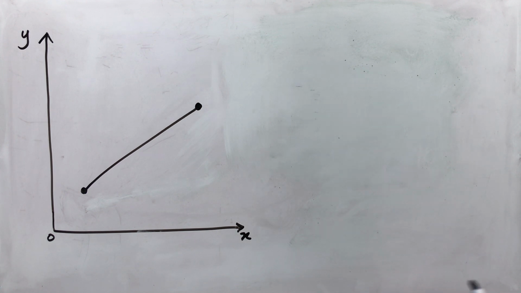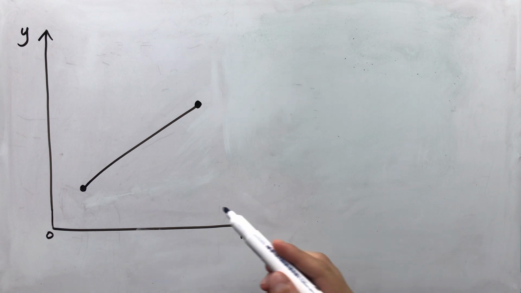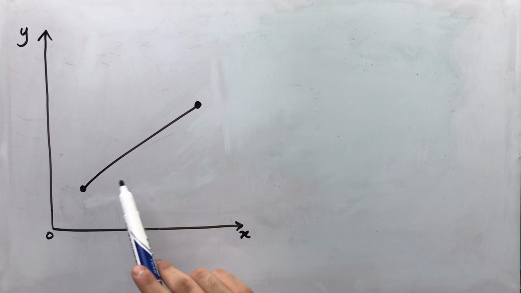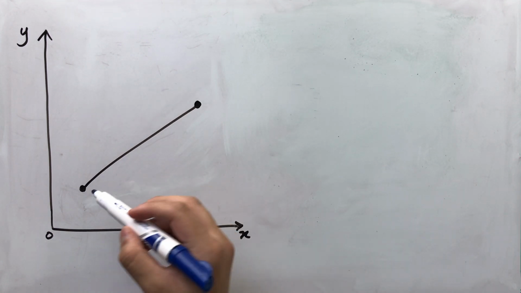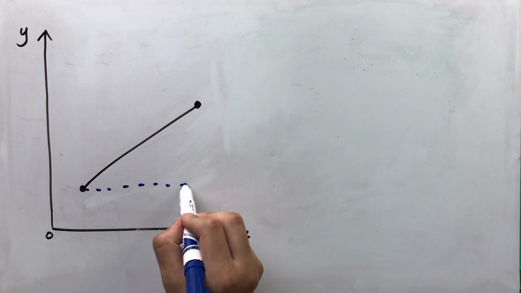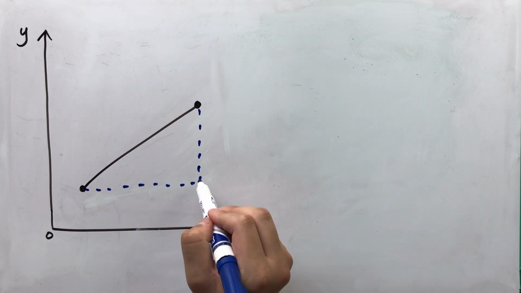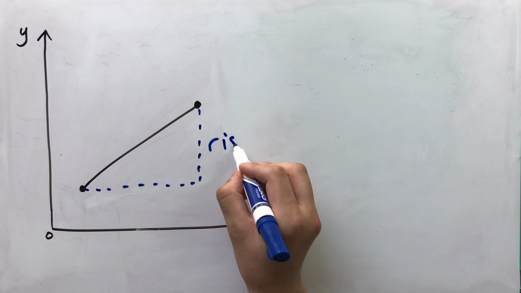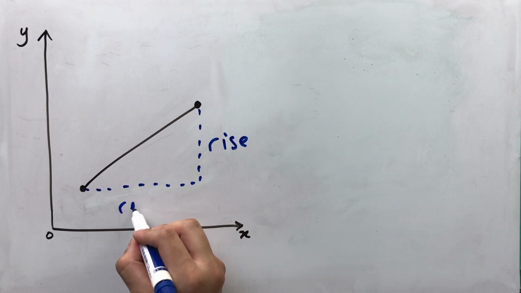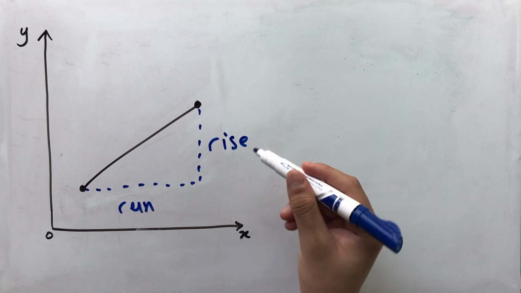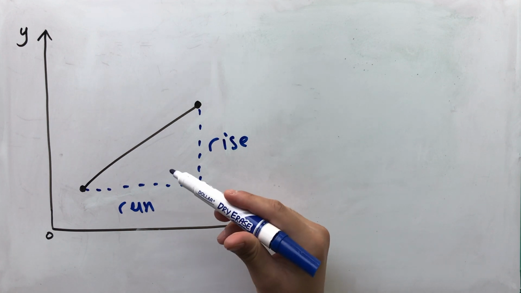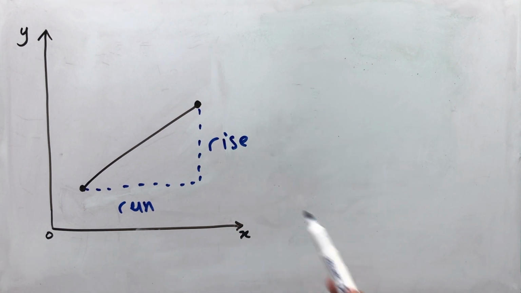Okay, so to find the gradient of a line, first you have to understand the gradient is how much a line moves across and up. So let's just draw dotted lines to connect these two points. We can think of this as rise and this as run, right? So as I said in the definition, how much does the line rise and then run?